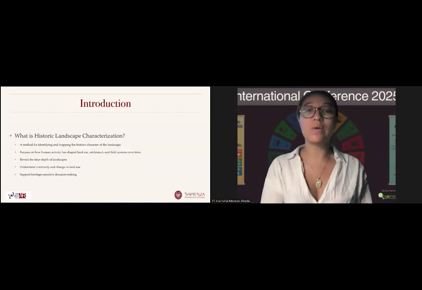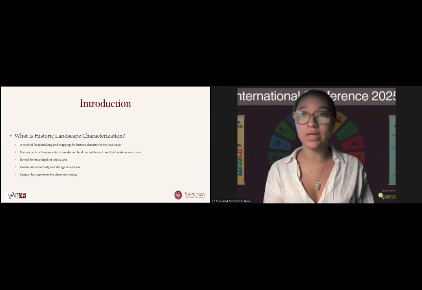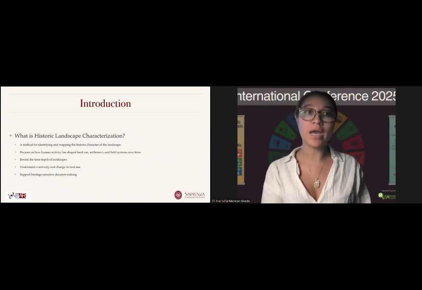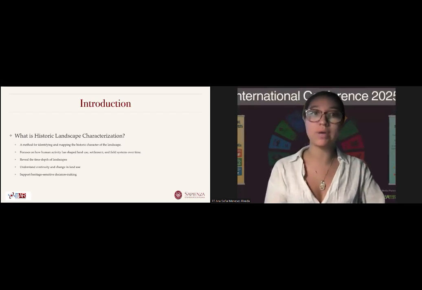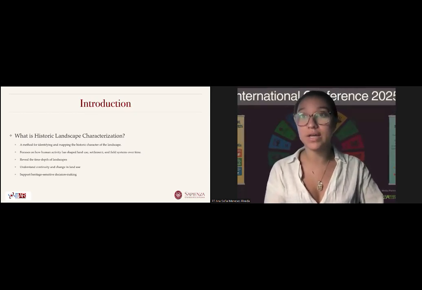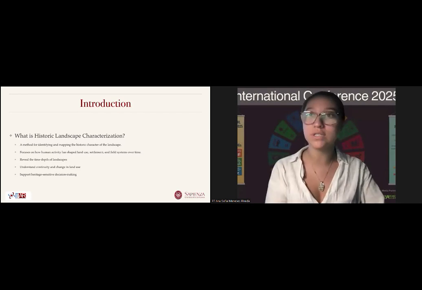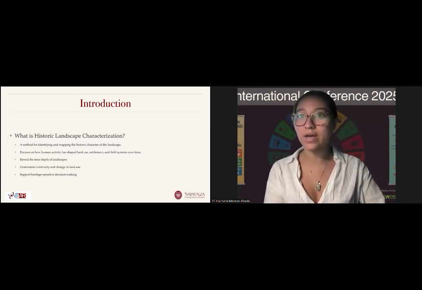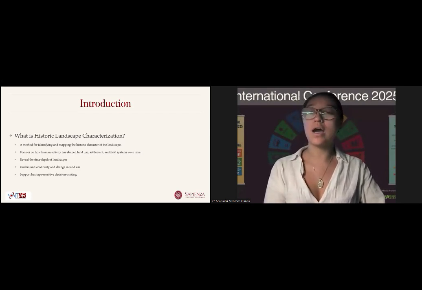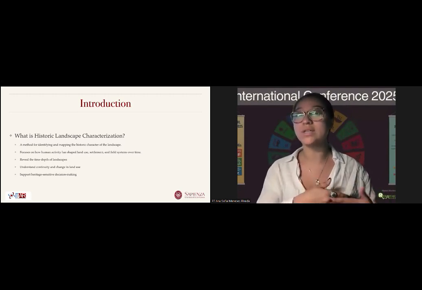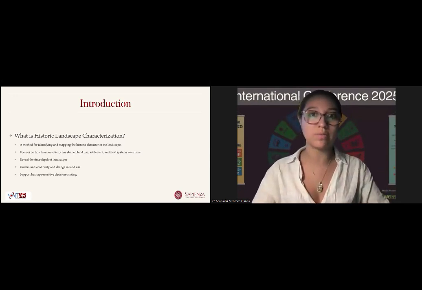So first, I would like to talk about what historic landscape characterization is. It is a methodology for identifying and mapping the historic character of landscapes, meaning that we're trying to see the differences and changes a landscape has suffered throughout certain time steps. So it's a methodology that goes into time steps.